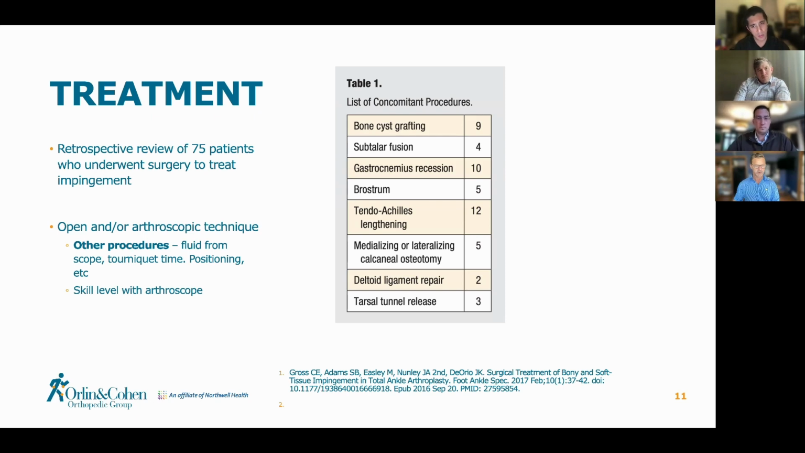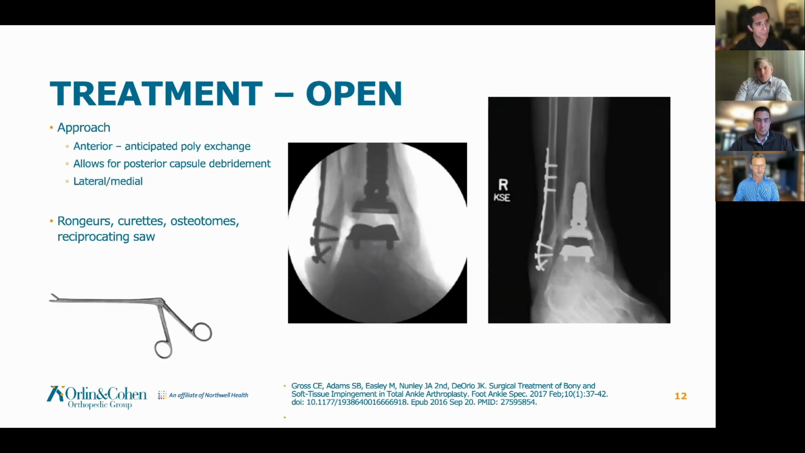The main determinant used in this case to determine whether they would undergo either open or arthroscopic was if other procedures had to be done. So if there was extensive work that had to be done outside of the debridement, then they opted for an open procedure. And this is for obvious reasons. It takes longer. This is a difficult scope, and you don't want fluid getting everywhere in the soft tissues and making it difficult to find your tissue planes. And therefore, if there were more likely other procedures, then they opted to go ahead and do it open.